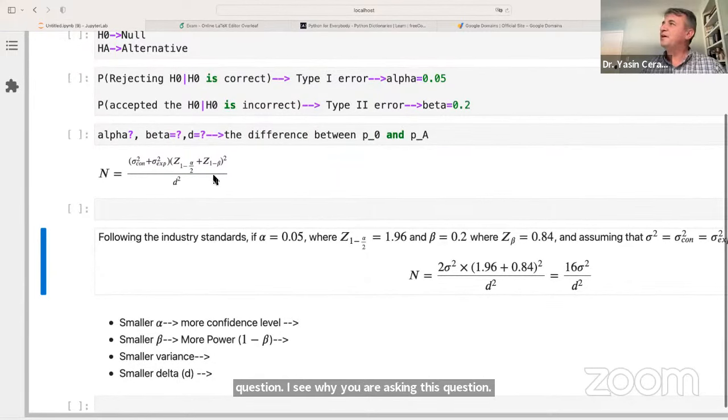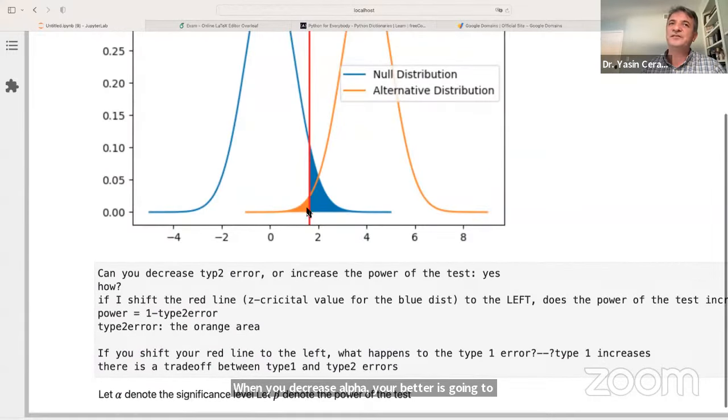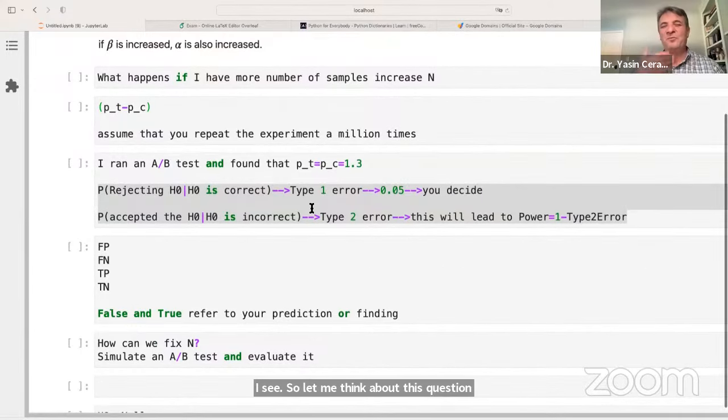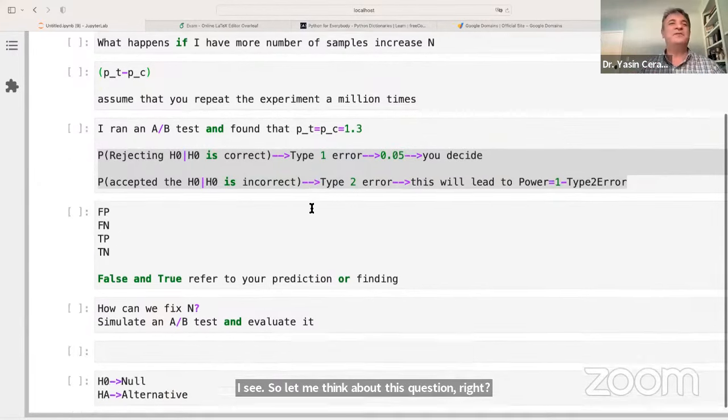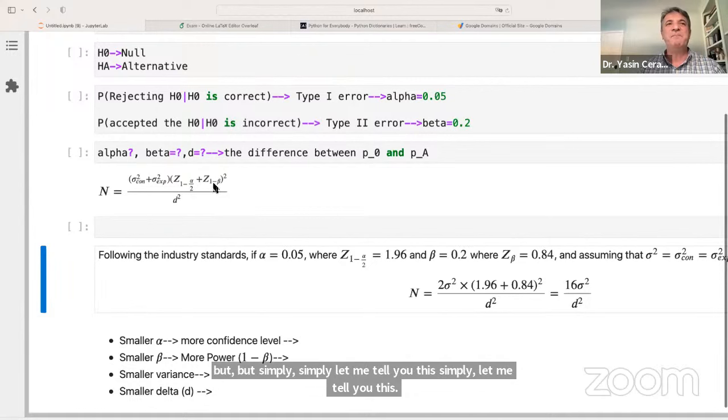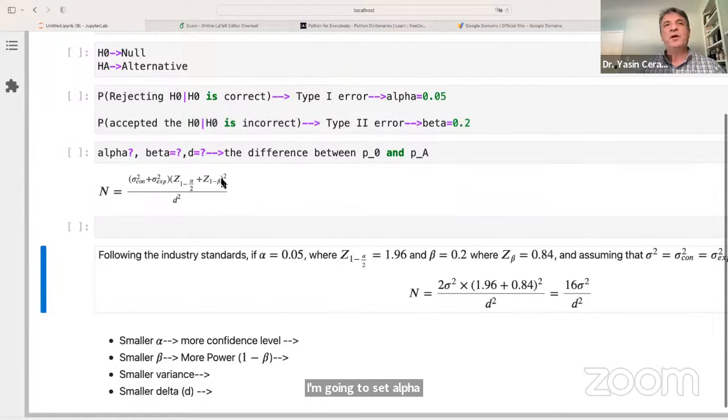When you decrease alpha, your beta is going to decrease because the area to the left of the red line is going to decrease. I see. Oh. So let me think about this question, Engin. All right. So, but simply, let me tell you this. I'm going to set alpha and beta values. If I want to have in this case a smaller beta, I might think about decreasing my alpha.